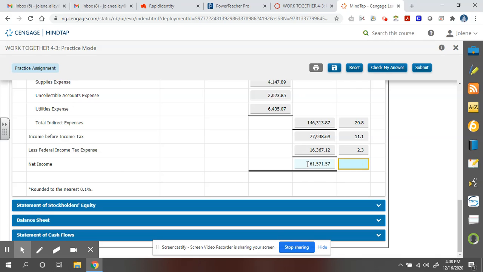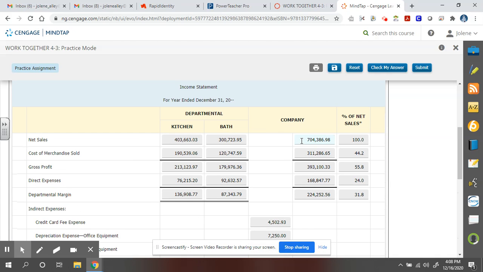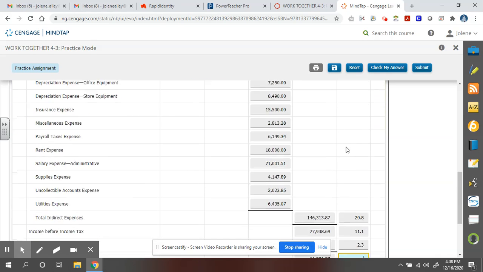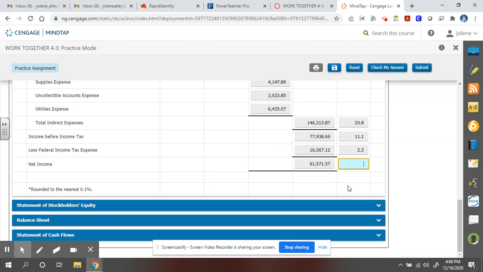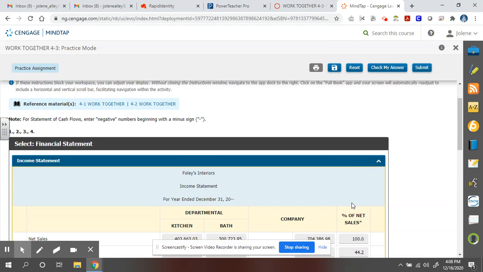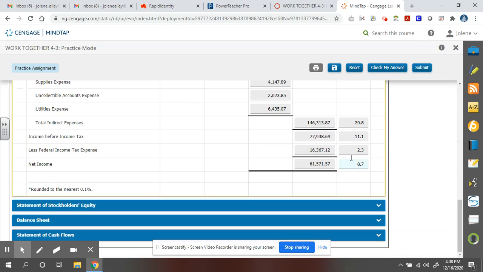And now we find out our net profit percentage compared to net sales. So put this in, hit the divide key, come back up here, 704,386.98, and you'll come back down, and 8.7% of their net sales is what they get to keep. That's what that means. Okay. Now, we're done with that one.